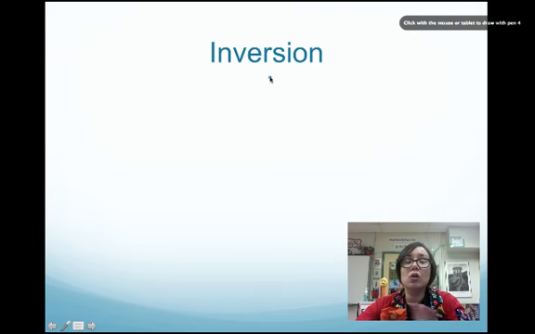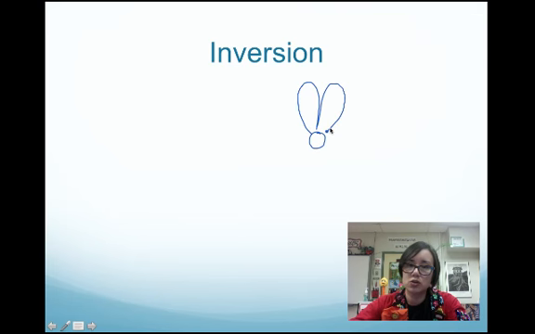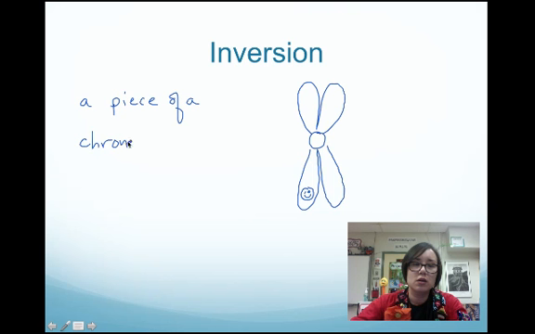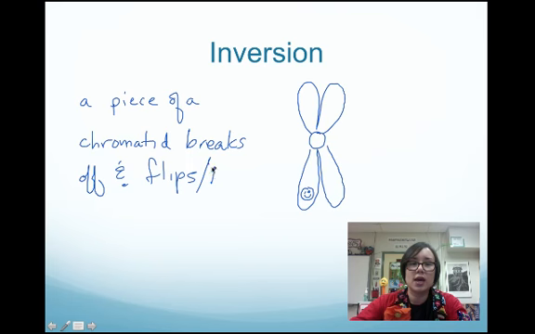In chromosomal inversion, what we're going to do is take our chromosome. I'm going to draw one, and you can draw one in your notes as well. Our chromosome should look like this. And I'm going to draw a smiley face here, and you'll see why in a second. In inversion, a piece of a chromatid breaks off and flips, or we can say inverts itself.